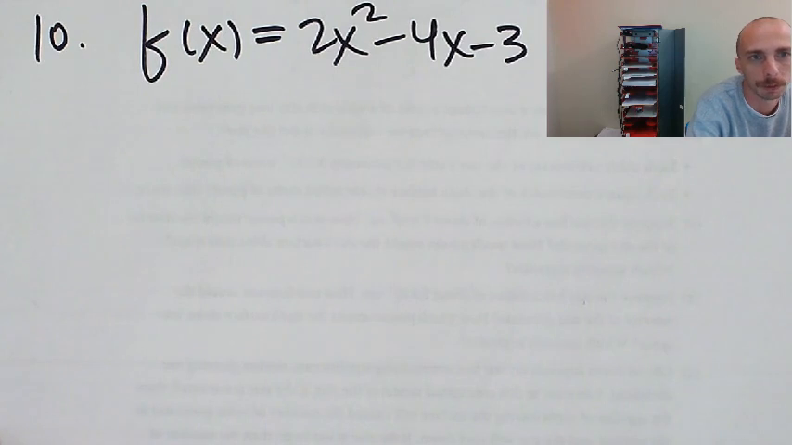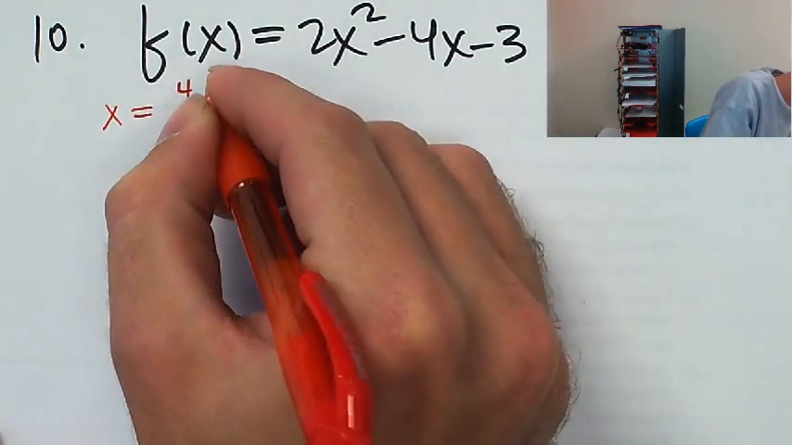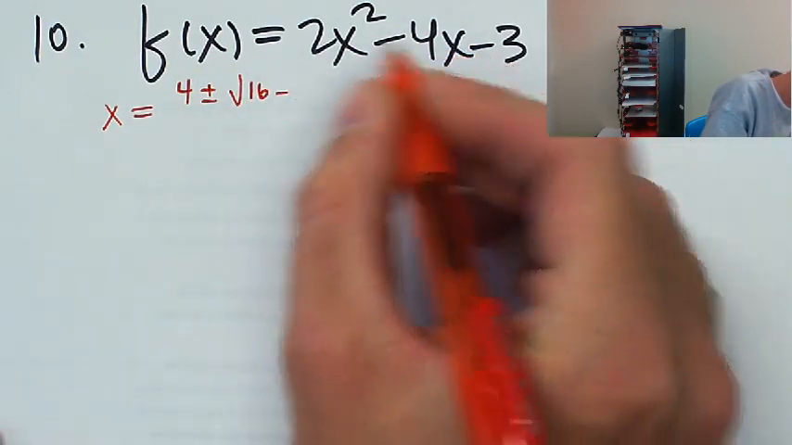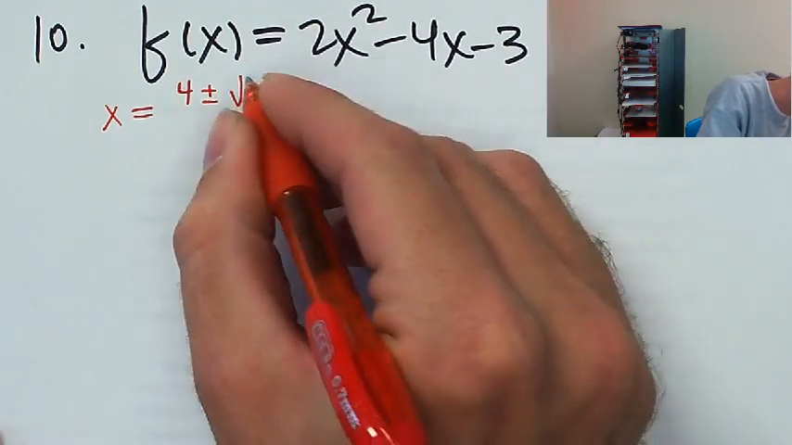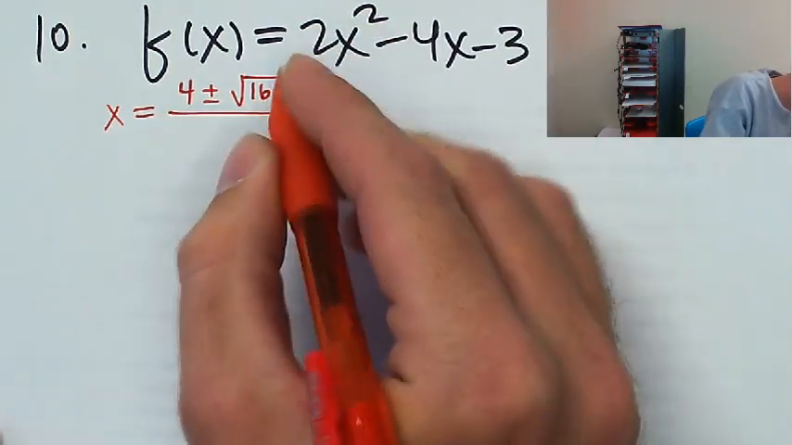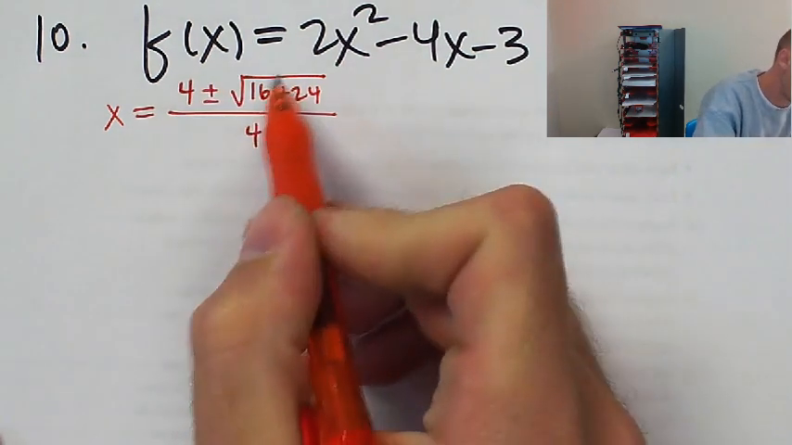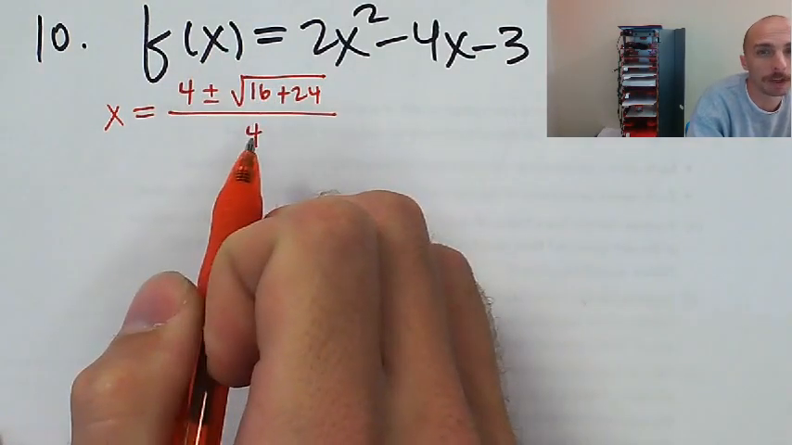2 and 3, 6 and 1, not going to work. Got to use quadratic formula. That's okay. X equals negative b plus or minus the square root of b squared minus 4 times 2 times negative 3. 8 times 3 is 24, so that's plus 24, all over 2a, which is 4. This is 16 and 24. That adds to 40. And if I was to simplify that radical, it still wouldn't divide away.